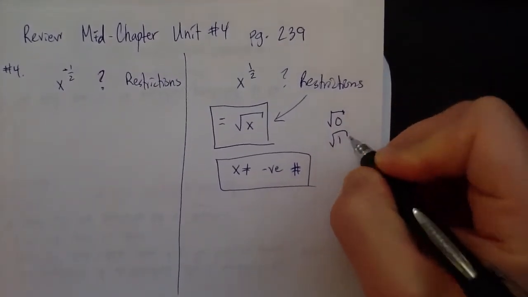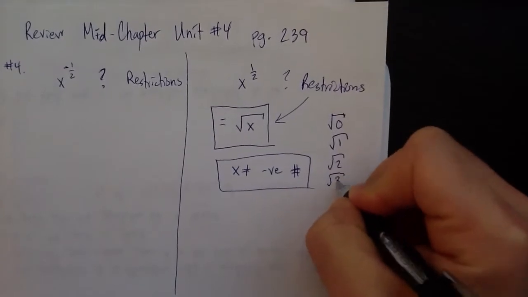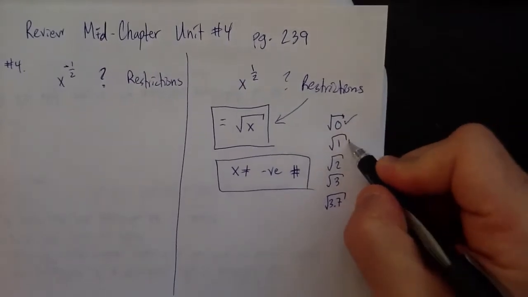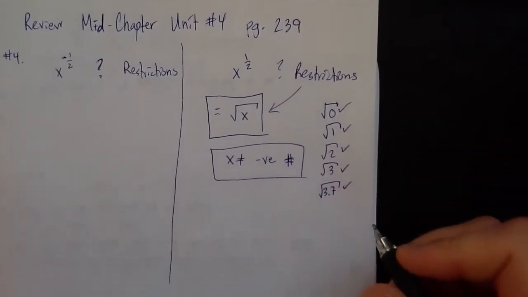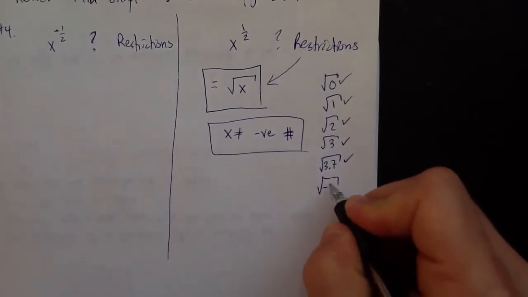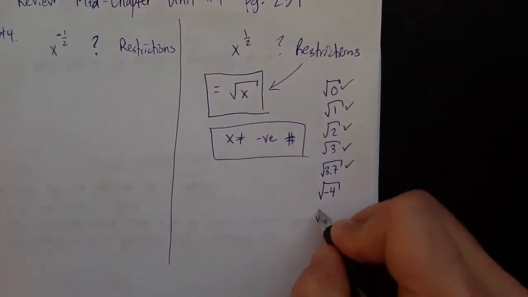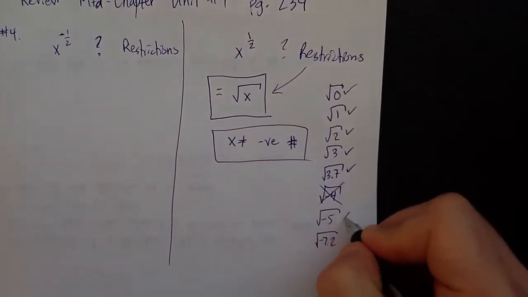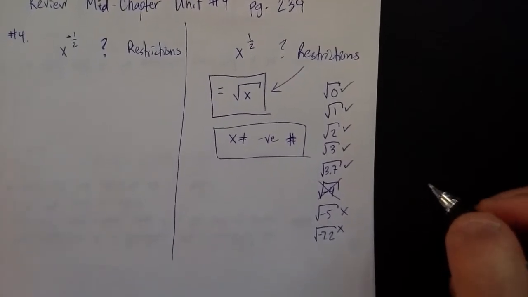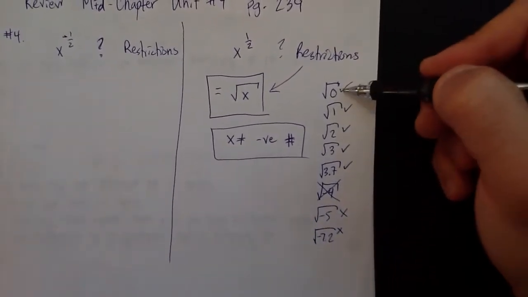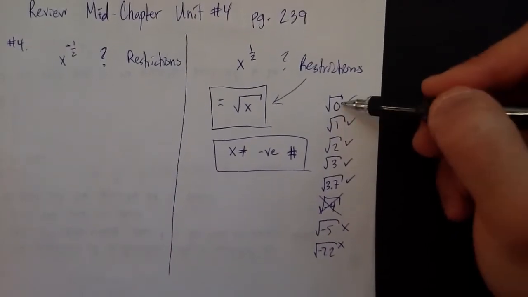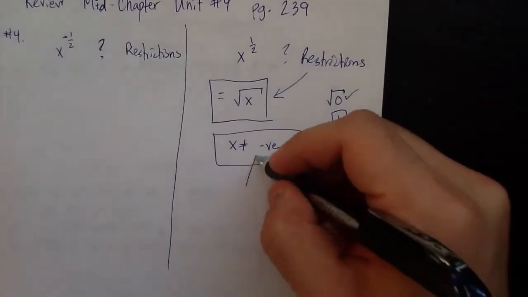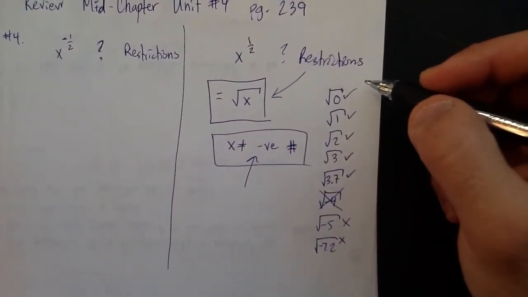You can do the square root of 1, the square root of 2, the square root of 3. You could even take the square root of 3.7 if you wish. All of these are okay. But you cannot take the square root of negative 4 or negative 5 or negative 7.2. It's impossible to take the square root of a negative number. 0 is okay, and every number above that. So the restrictions on x therefore are that x cannot be any negative number.